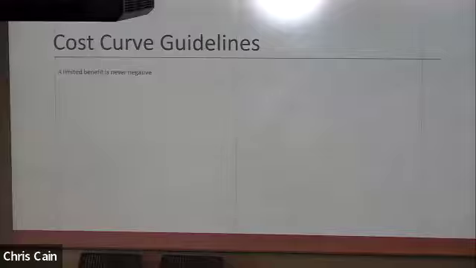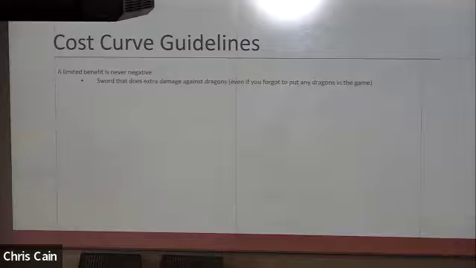Some other guidelines for cost curves. A limited benefit is never negative. That's an interesting way to phrase it. But so a sword that does extra damage against dragons, even if you forget to put any dragons in the game in the first place, it is a limited benefit. So there's no way that there's a cost associated with it. It's just a matter of the extent to which you want to attempt to account for that benefit. What value do you want to assign to a limited benefit?